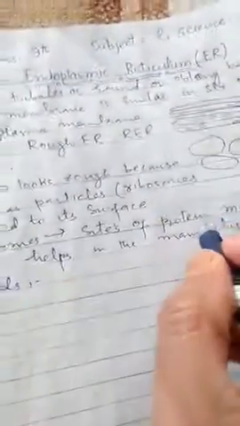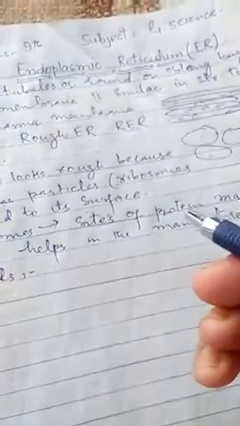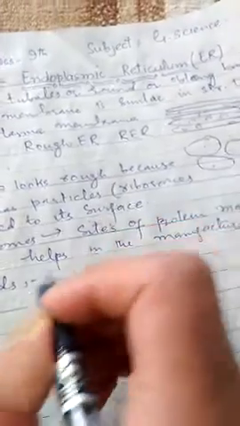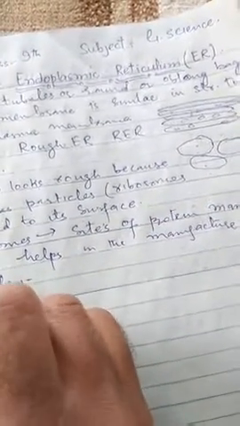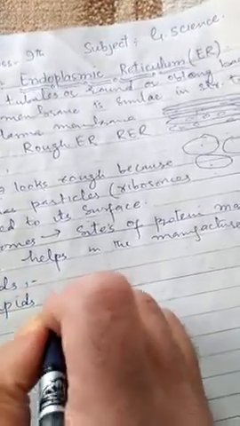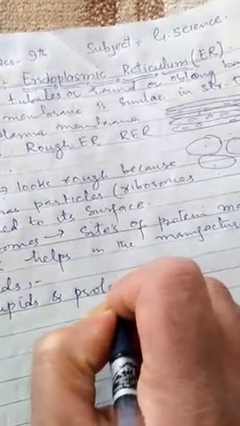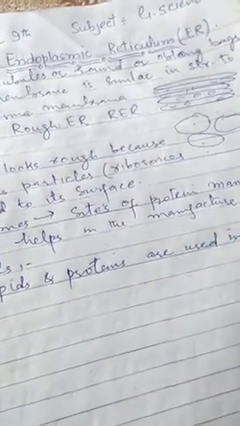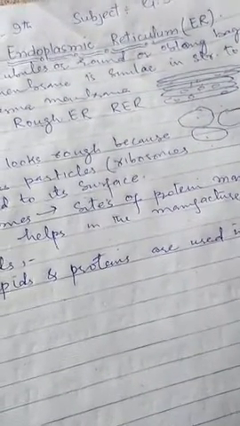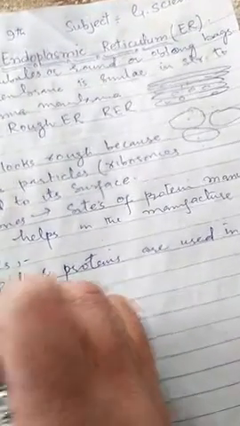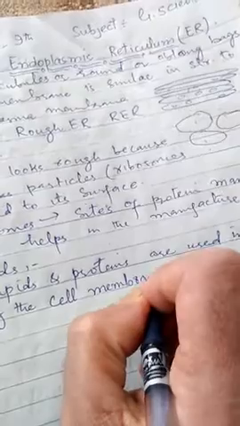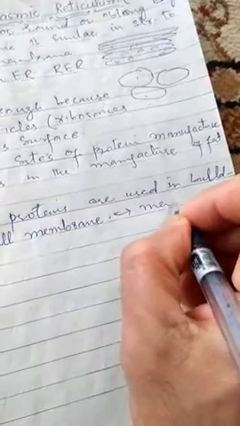Some of these proteins and lipids which are manufactured are used in building the cell membrane. This process is called membrane biogenesis.